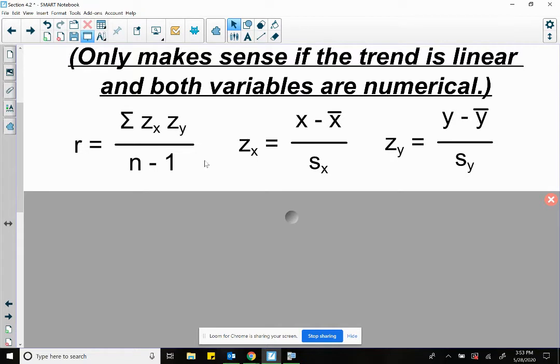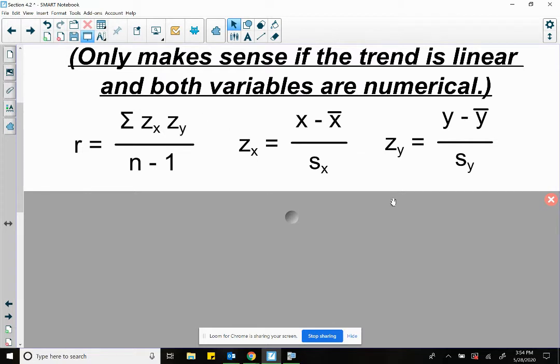Because remember, a z-score is where you take the value minus the mean and divide it by the standard deviation. So for every point you have, you find the z-score of the x value, the z-score of the y value, multiply them, and then add all those answers up. Doing this by hand is crazy. There is no reason you should be doing a correlation coefficient by hand. I'm going to show you how the calculator can help you out with this, and how StatCrunch will figure this out.